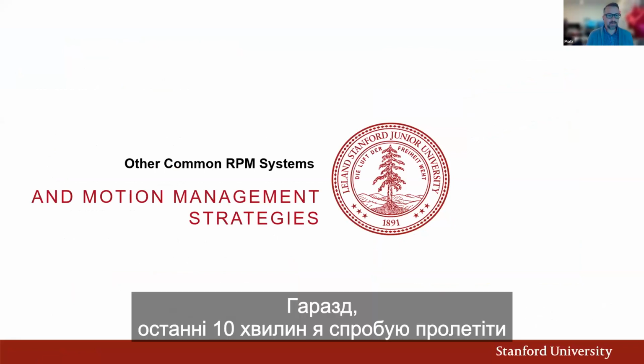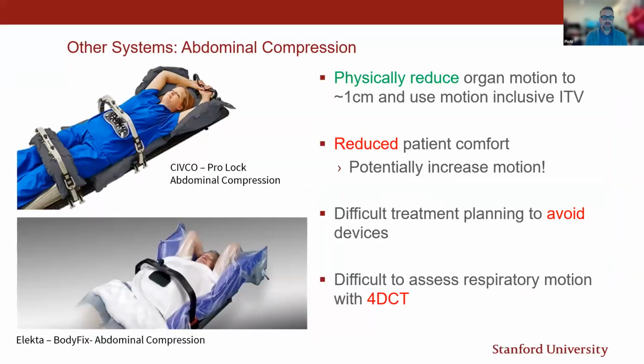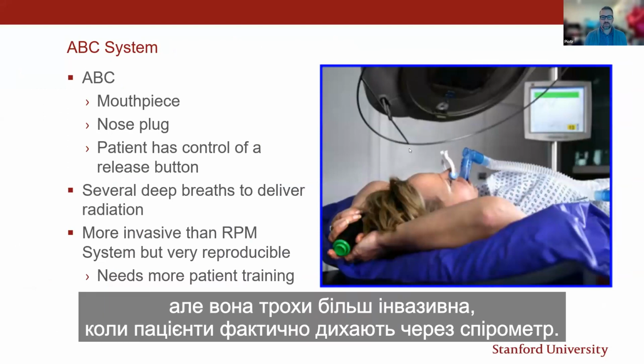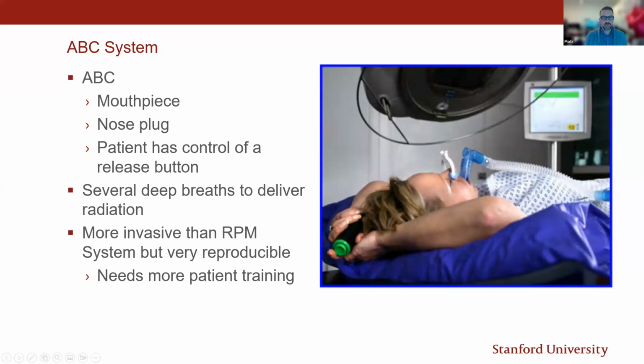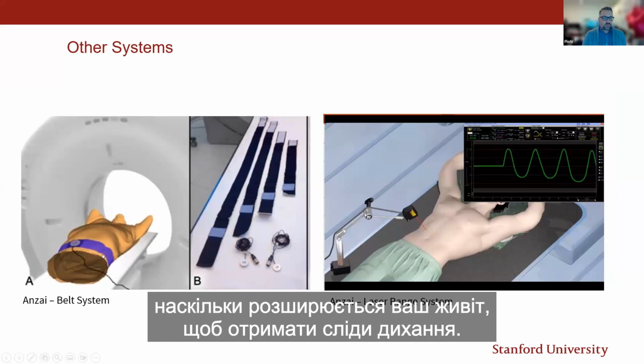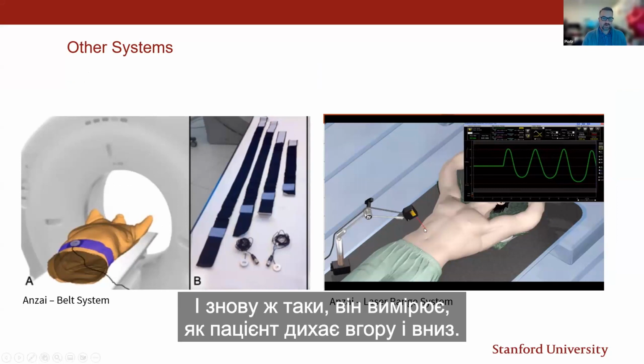Okay, so for the last 10 minutes, I'm going to try and fly through a few different ways. Again, the ABC system from Elekta is very similar, but it's a little bit more invasive, where patients are actually breathing through a spirometer. There's bellows or belts that can measure how much your chest or belly is expanding in order to get a respiratory trace. There's a little range finder, like a laser, that determines the distance, and again, it measures how the patient's breathing up and down.